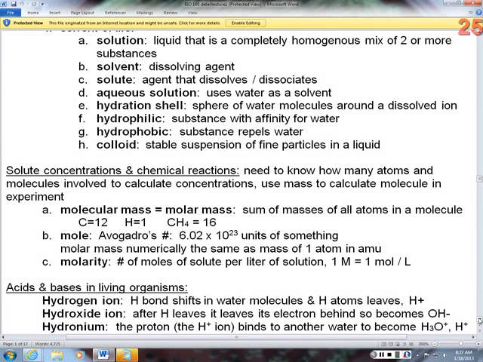The other one's the atomic number. So the atomic number explains how it behaves. The mass is the size of it, or the amount of it in one atom.